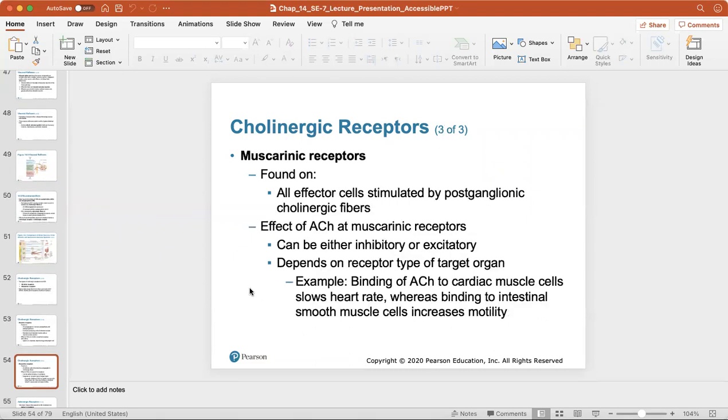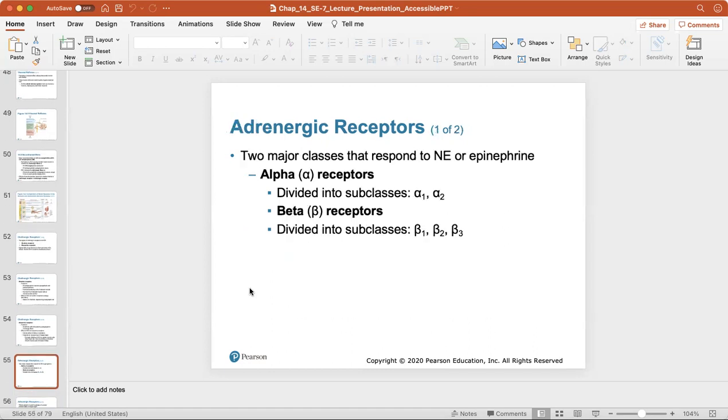Muscarinic receptors then are found on all effector cells stimulated by postganglionic cholinergic fibers. And the effect of acetylcholine at muscarinic receptors can either inhibit or excite the effector or the target organ, and it depends on the receptor type of the target organ. So for example, if acetylcholine binds to cardiac muscle cells, it will slow the heart rate, whereas if it binds to your intestinal smooth muscle cells, it will increase motility.